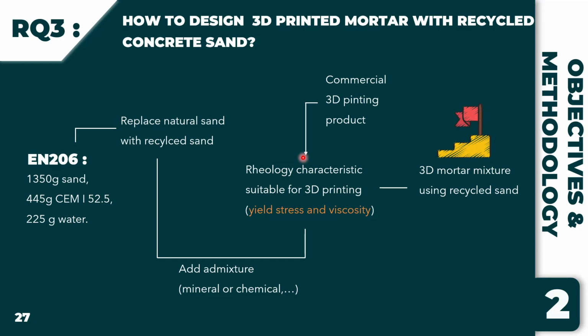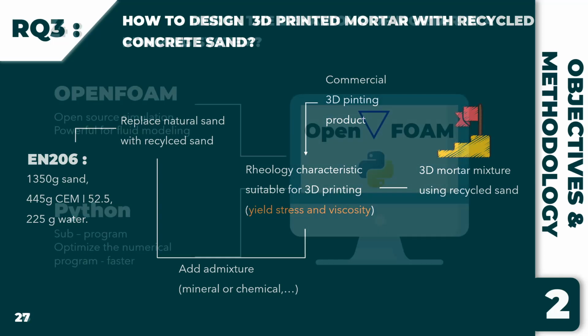and to attain the characteristics suitable for 3D printing concrete, I am going to add some admixture. It could be a mineral or chemical admixture, and I get the characteristics suitable for 3D printing from the commercial 3D printing product, and combine all of them. I will have a 3D printed mortar mixture using recycled sand.